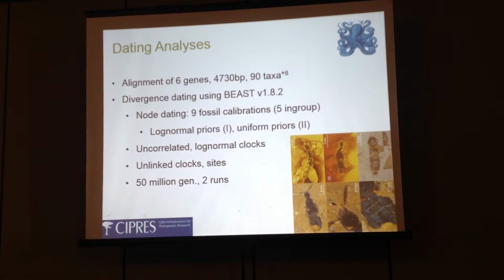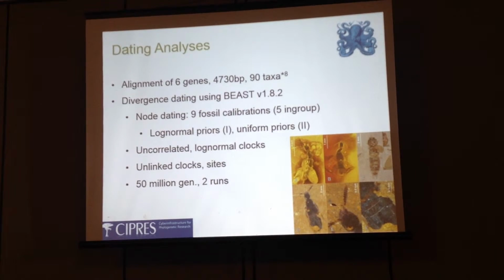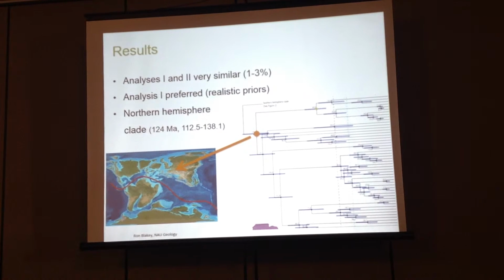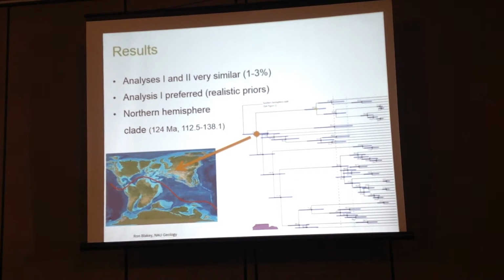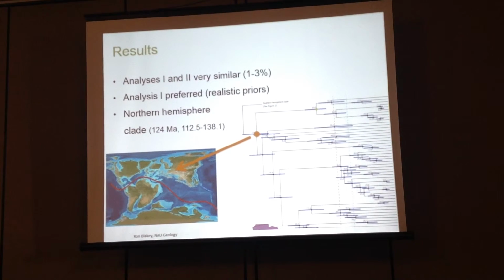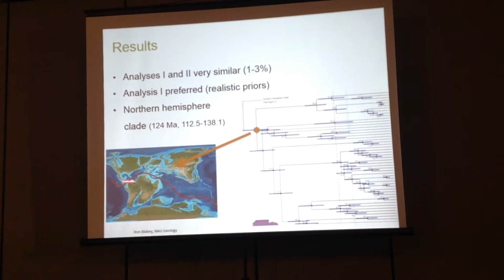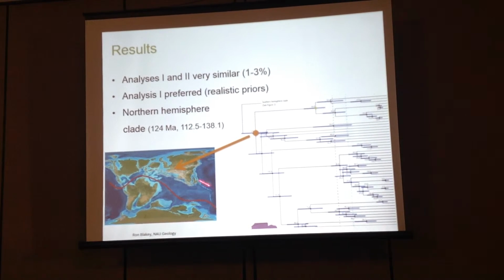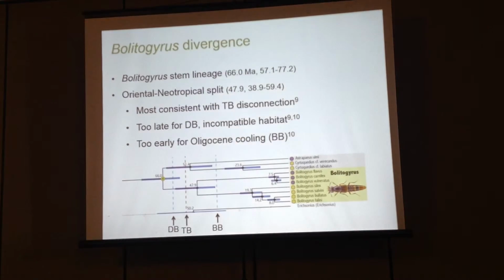He conducted two analyses, one with log-normal priors and one with uniform priors, and the first result was encouraging. For example, the northern hemisphere clade, where Bolitogyrus belongs, got the reasonable early Cretaceous age, which is consistent with the hypothesis. So the diversification there happened way later, after separation of Laurasia from Gondwana.